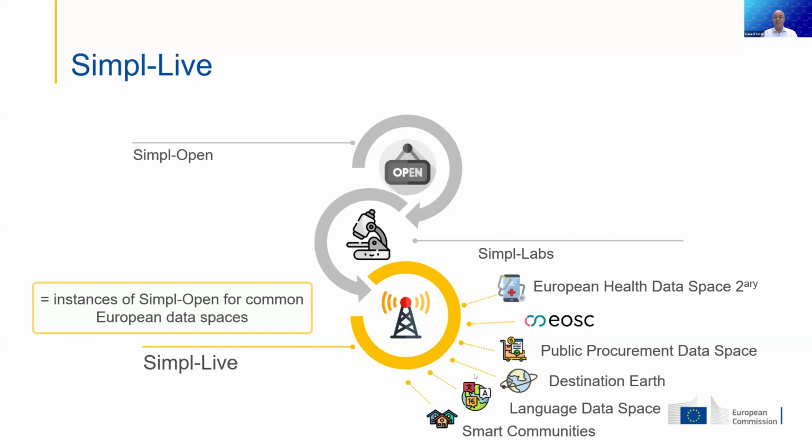Then Simple Labs will provide a lab environment to implement all of that. And finally, Simple Life, which is the third part of the Simple project family, will create instances of European data spaces. And there you find also the Destination Earth data space and the public procurement data space, so activities which are related to our activities here.